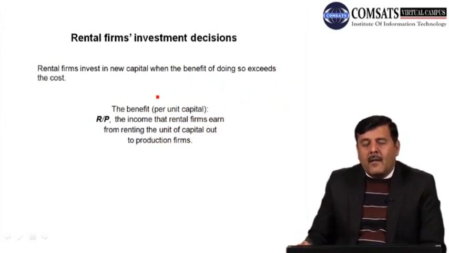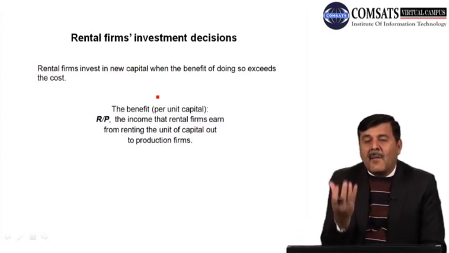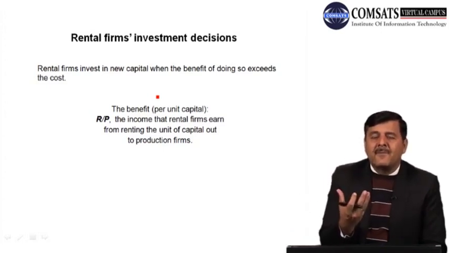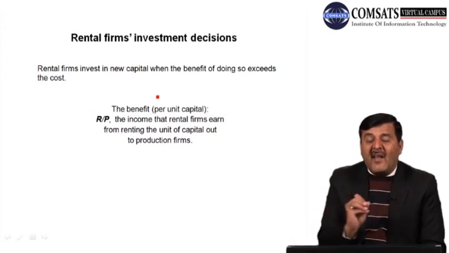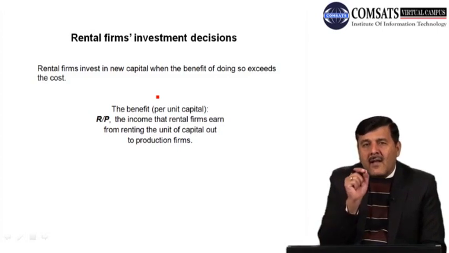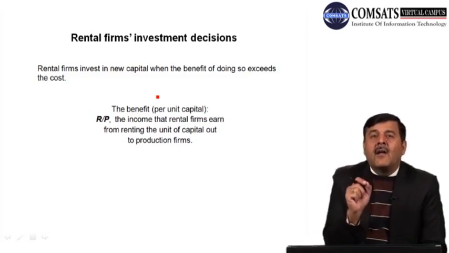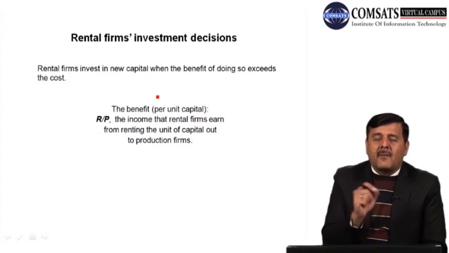Now rental firms' investment decision. So how rental firms make their investment decision, whether they should buy new capital goods, new capital to supply it to the production firm or not, how their decisions are made, how they take investment decisions. Right, now rental firms invest in new capital when the benefit of doing so exceeds the cost. The rental firms investing in new capital depends on the cost of that decision and the benefits of the decision, right? So they will compare the cost and benefits.